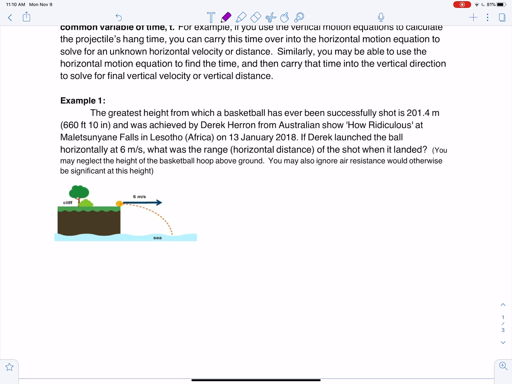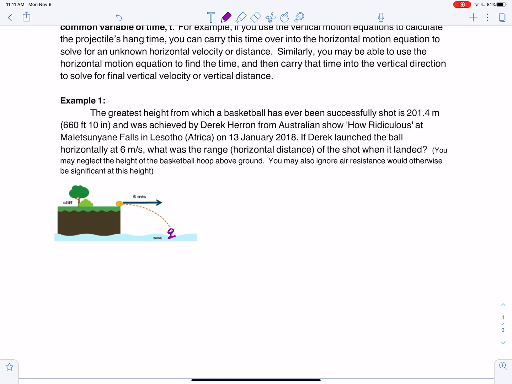And then a couple notes: you may neglect the height of the basketball hoop above ground, because if it's hitting a basketball hoop down here, it would be quite short compared to the height from which the basketball was launched. So you can neglect the height of the basketball hoop. And the other note is you may ignore air resistance. Air resistance would otherwise be significant at this height, but we're going to ignore that.